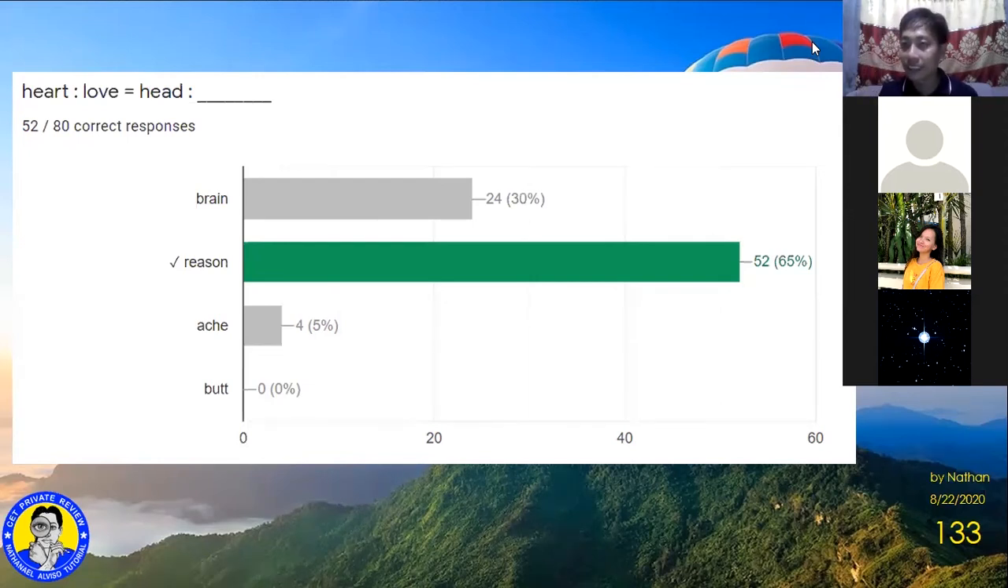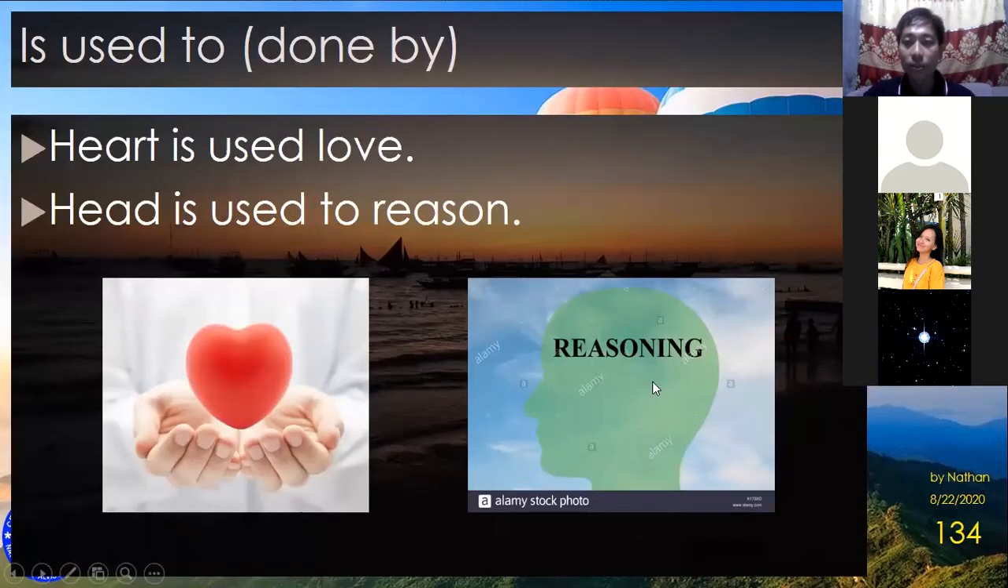Because in Pisay, it's seldom that you will find a very emotional student there. All of them are using their head. But it's not good to always use your head. So again, here the correct answer is reasoning. Reason. Okay, heart figuratively is used to love.